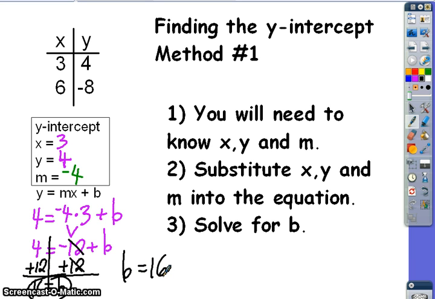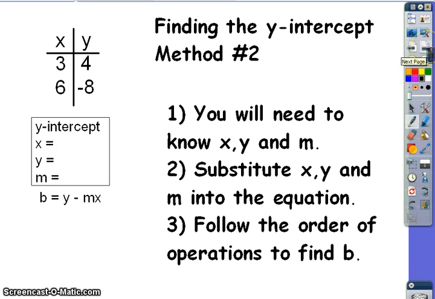All right, let's take a look at method 2. It says you will need to know x, y, and m. So, okay, m is still -4. The x is still 3, and the y is still 4. Again, substitute x, y, and m into the equation. So I don't know b. I do know y. It's 4. Minus m is -4 times whatever x is, which is 3.